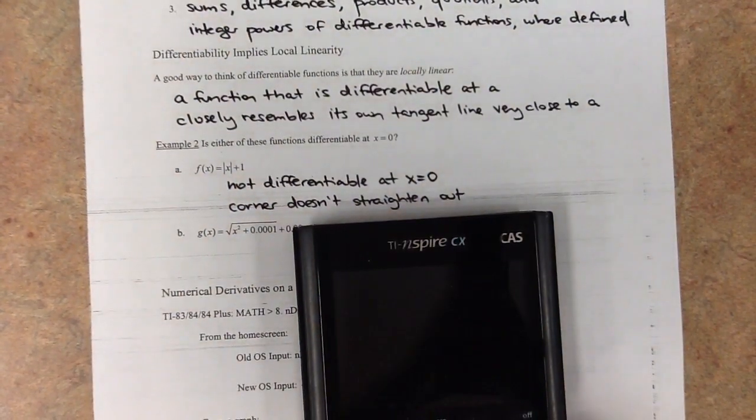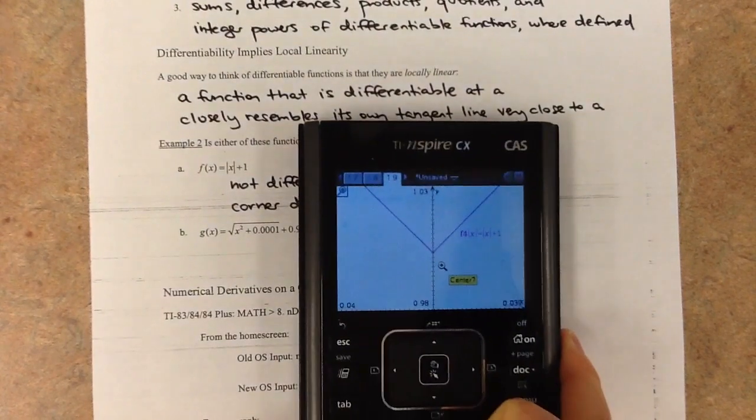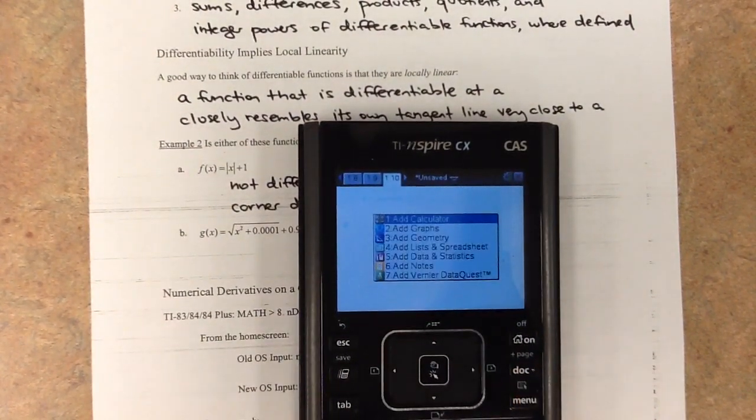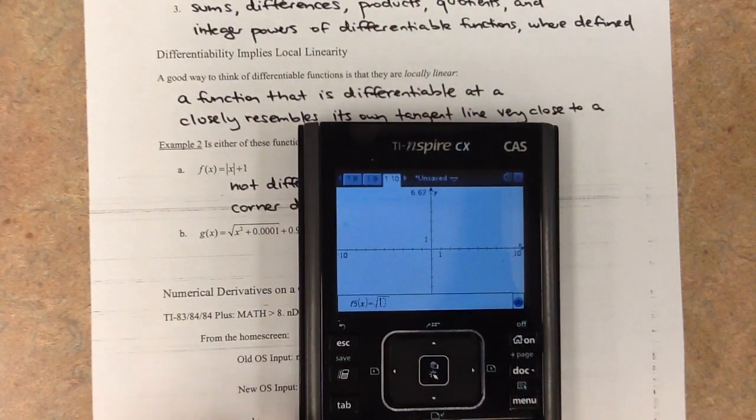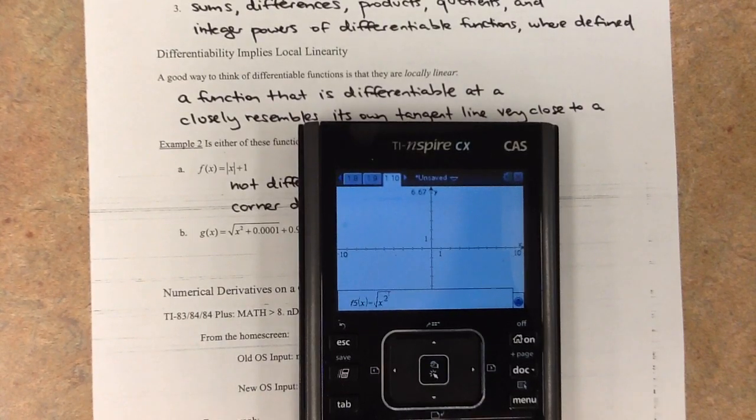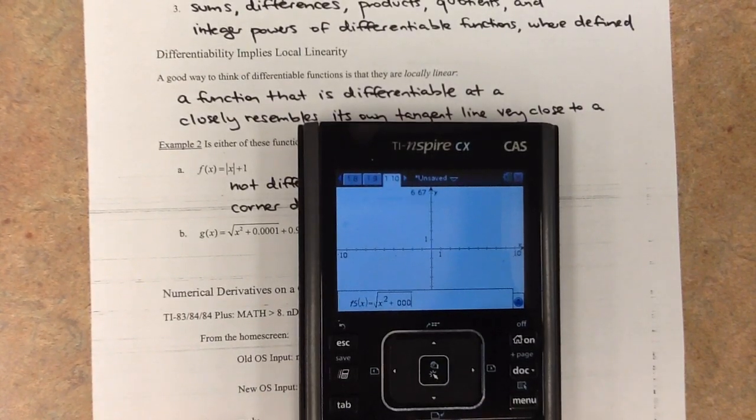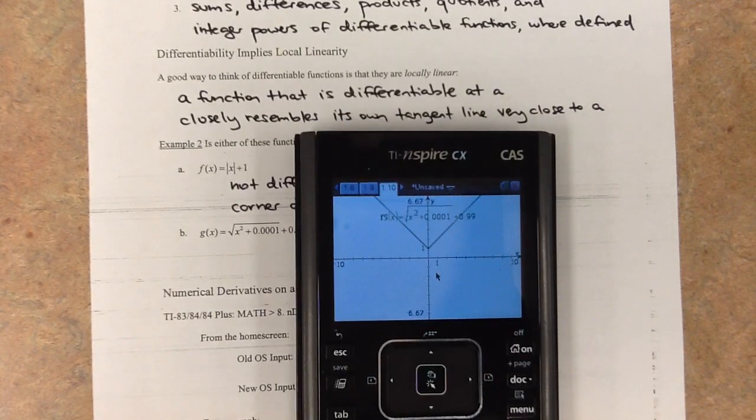But if we graph that one, let's plug in the square root of x squared plus 0.0001, and then outside we've got plus 0.99. So when we graph it, like I said, it's remarkably similar to the absolute value of x plus 1. When you're looking at it here in our standard window, it looks like it's pretty much the same graph, it looks like it comes to a corner, but I want to show you what happens here.